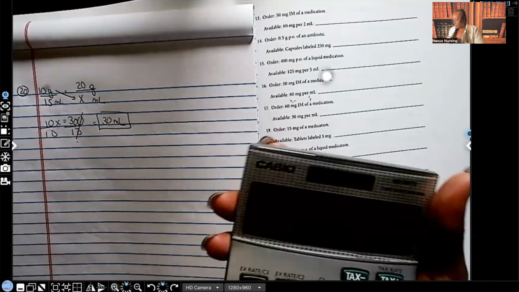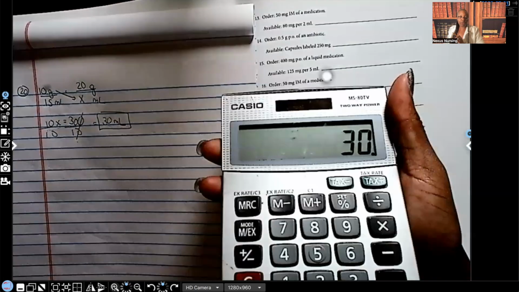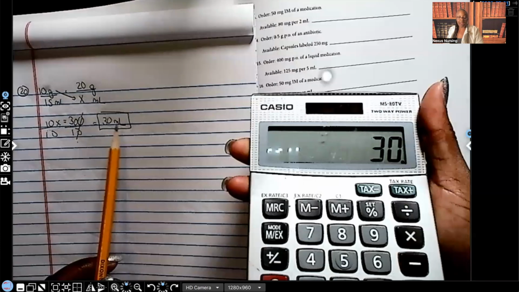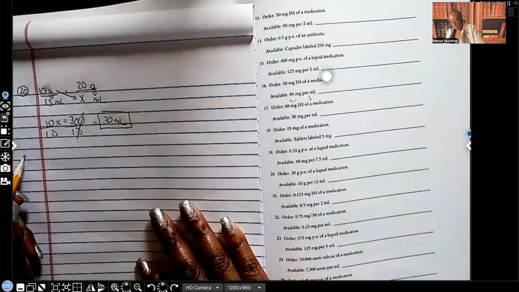What I did was 10X equals 300. I had to get X by itself. So I divided both sides by 10. Then I did 300 divided by 10. Right here, 300 divided by 10. And that gives you your 30. And then I had to tack on my unit, which is ml. All right, let's do number 21.